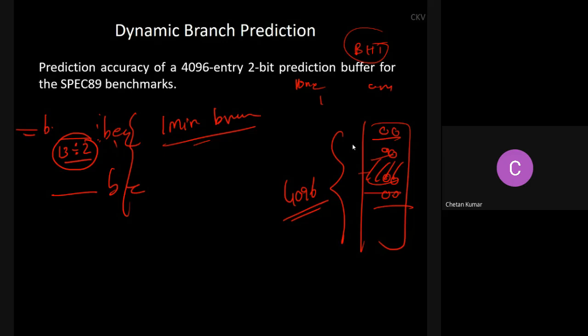But in most cases they don't do that. They don't maintain a separate table, so they just reuse the same table. After a few runs, the behavior of this branch history table will automatically be adjusted to the new application, because you'll be accessing this table multiple times. Over a period, the accuracy will be close to whatever we have seen in those applications. Somewhere between 80 and 90 percent is what we'll get in today's prediction schemes.